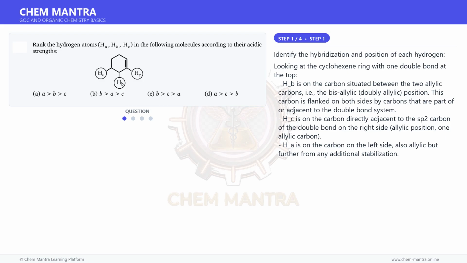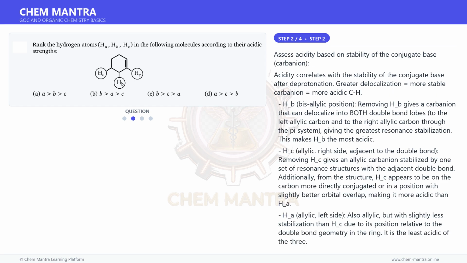H_C is on the carbon directly adjacent to the sp2 carbon of the double bond on the right side, allylic position, one allylic carbon. H_A is on the carbon on the left side, also allylic but further from any additional stabilization. Moving on to the next step.